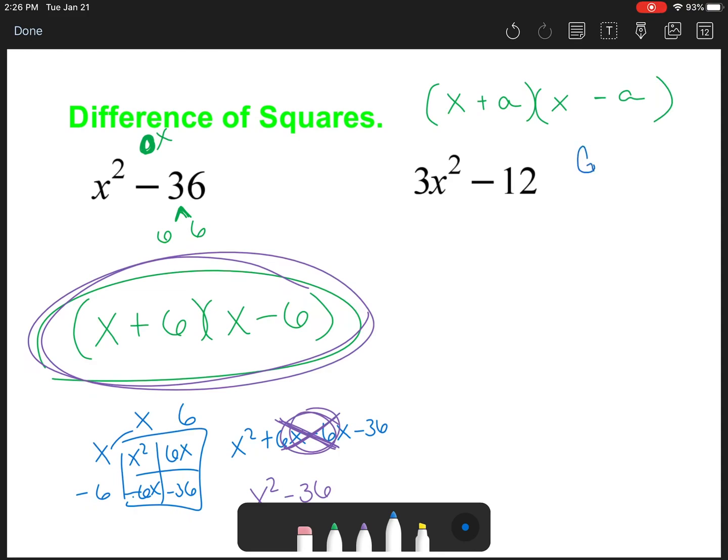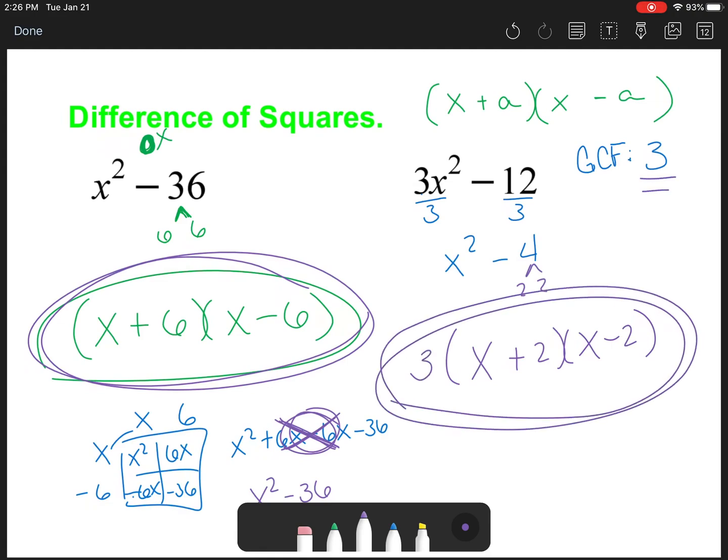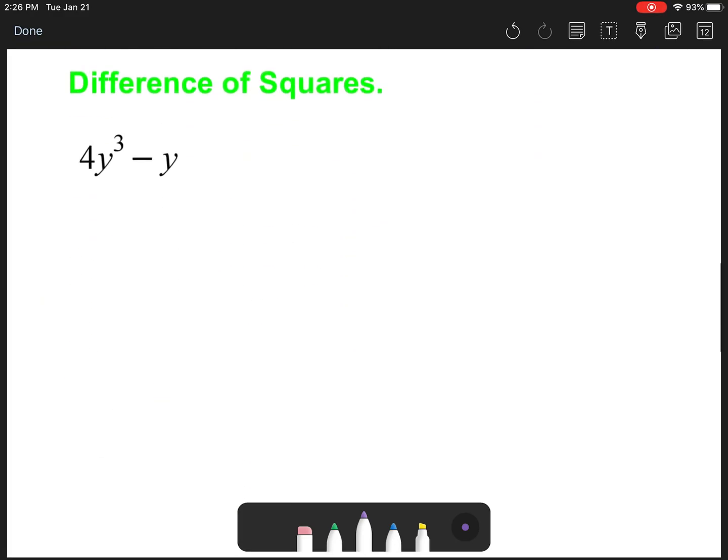Looking at 3x squared minus 12, remember for these problems you always want to start off by looking for your greatest common factor. And so I know that 3 goes into 3 and into 12, which means we really want to factor x squared minus 4. Well, we're missing that middle term, and I know that 4 is a perfect square. So if we have x plus 2 times x minus 2, that would be our difference of squares. Remember to add that greatest common factor as part of your final answer. So again, we're just following the same general format. Just a side note that x plus a times x minus a, you could write x minus a times x plus a. The order doesn't really matter for any of these binomials.